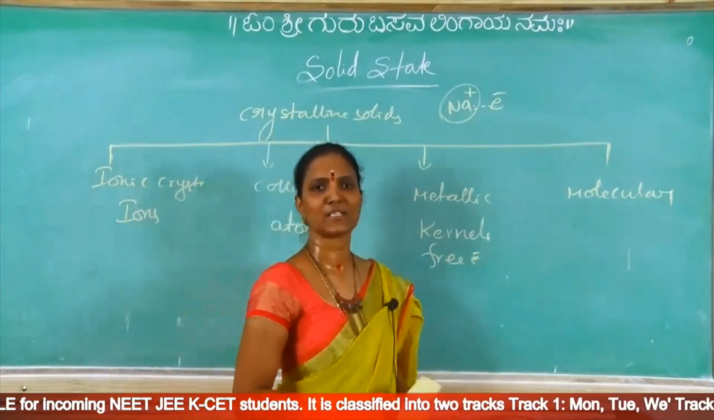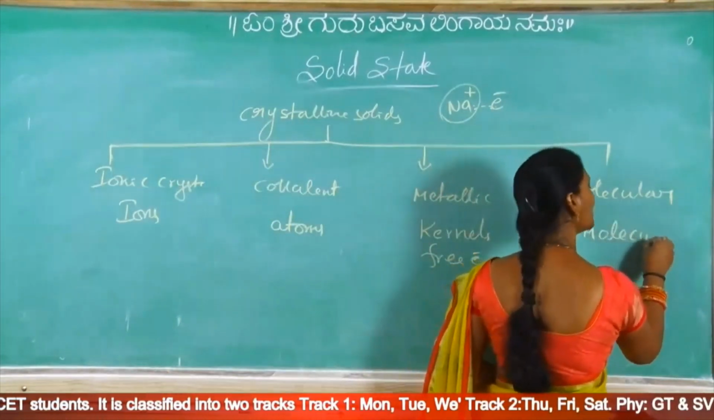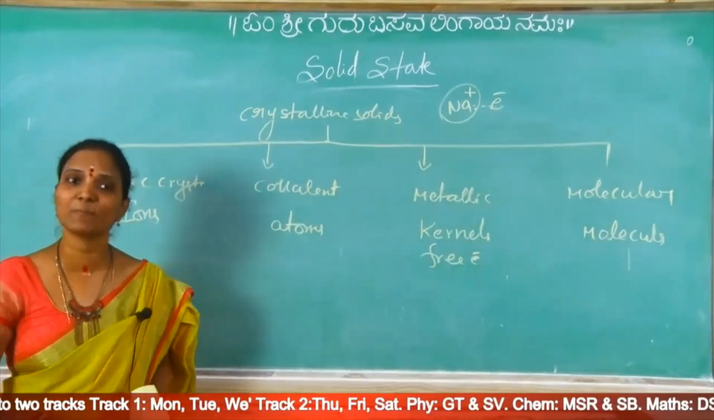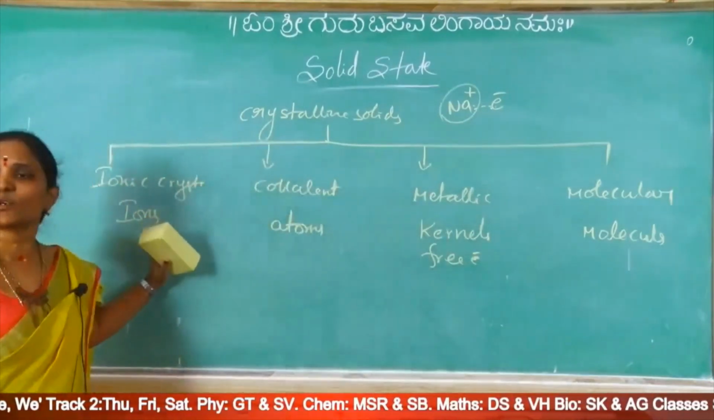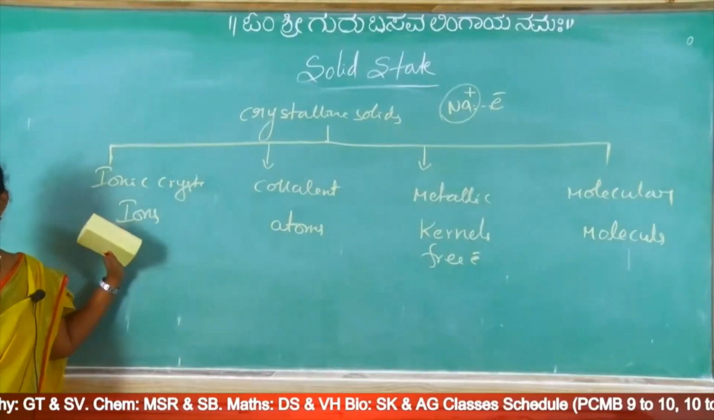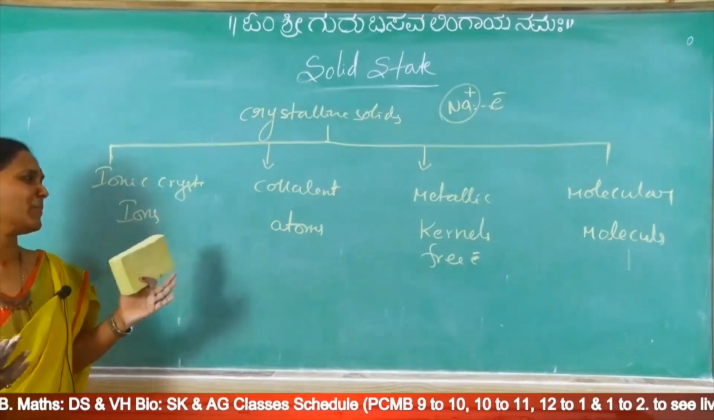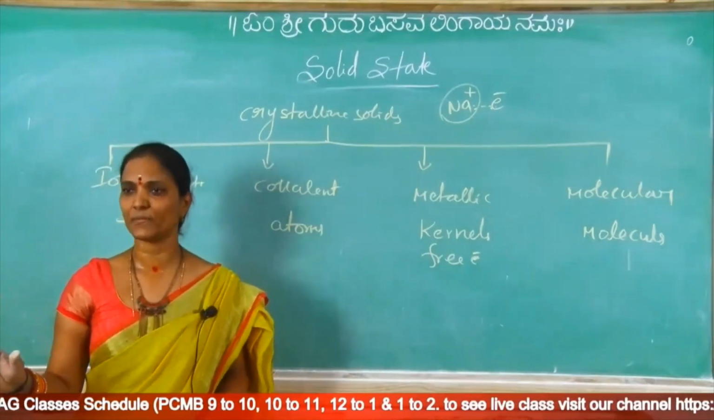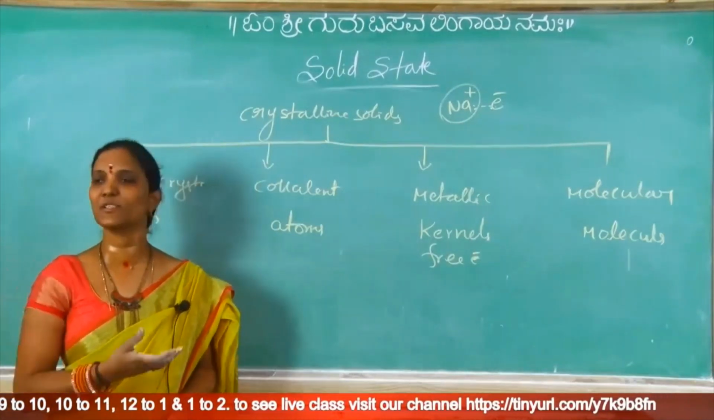And molecular crystals. What are the constituent particles? Definitely we can answer: molecules. If molecules are constituent particles, they are called molecular crystals. If metal kernels, that is metal positive ions, are constituent particles, they are called metallic crystals. If atoms are constituent particles, they are called covalent crystals. If ions are constituent particles, they are called ionic crystals. This is the first point: what are the constituent particles. Many years back, this question was given: in covalent crystals the constituent particles are what? The answer is atoms.